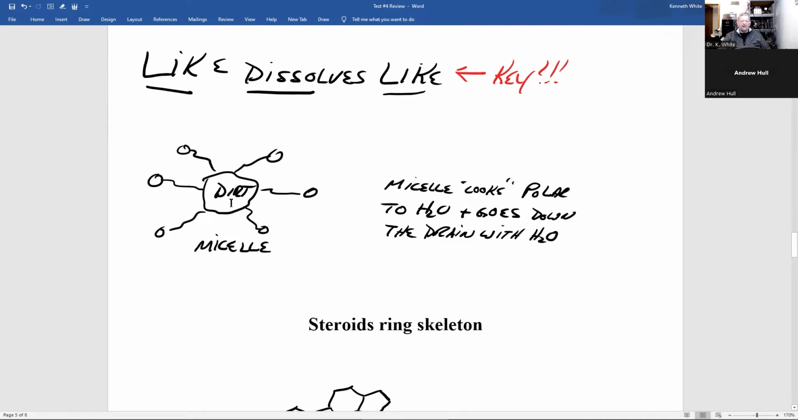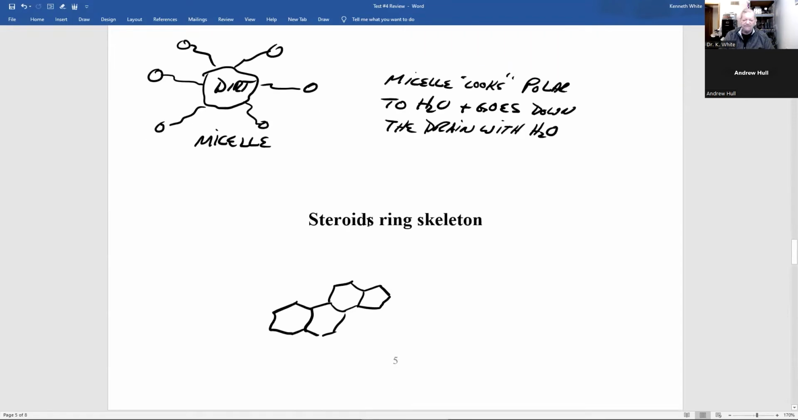I've only shown a few, but it covers the whole dirt molecule, and you should know this is now called a micelle. And because the micelle is covered, the dirt, and all you see are the outside polar heads, the micelle looks polar to water, and the water says to the micelle, I know like dissolves like, and you do. You look polar, so I'm polar, you're polar. Let's go down the drain together. And they do.